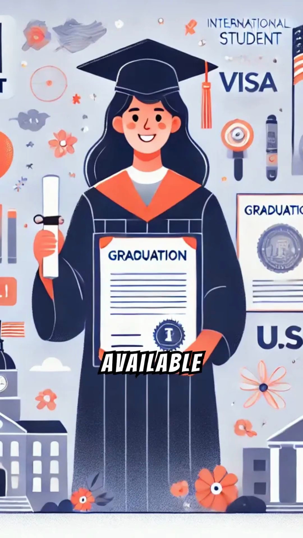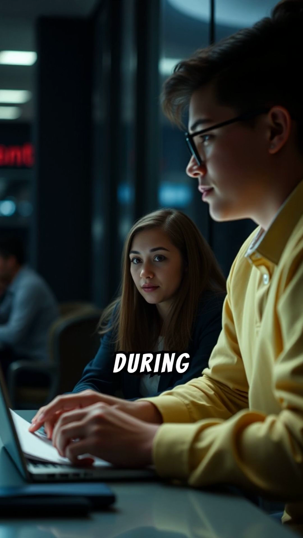Eligibility: available to F1 students who have completed at least one academic year in a U.S. institution. Hours: during the academic term, students can work up to 20 hours per week if it's pre-completion OPT. Full-time work is allowed during breaks and after graduation.